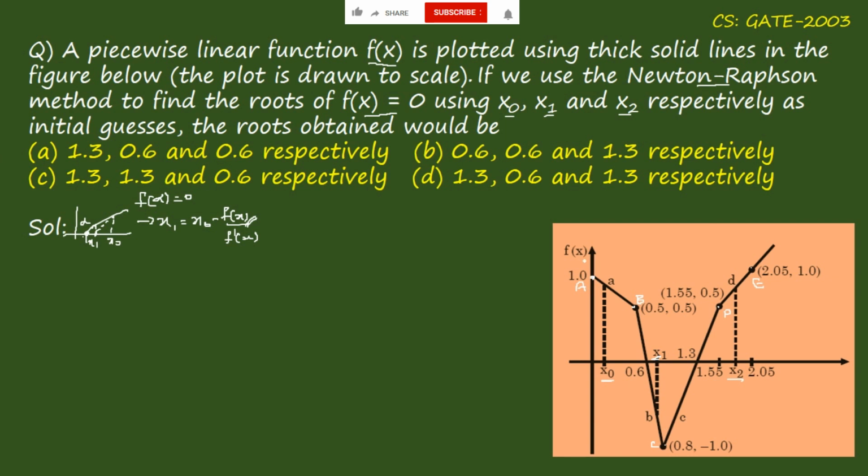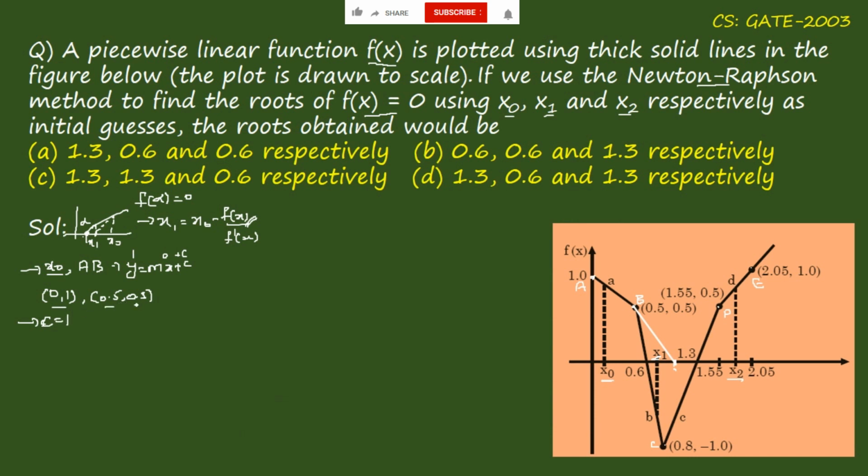First, from x0, we draw a tangent to it. Then it will touch the x-axis at a particular point, and we have to find this point first. For this, we define the function from A to B, going with x0 first. From A to B, we define the function such that y = mx + c, and the points are given as (0, 1) and (0.5, 0.5). Substituting 0 and 1 here, we get c = 1.